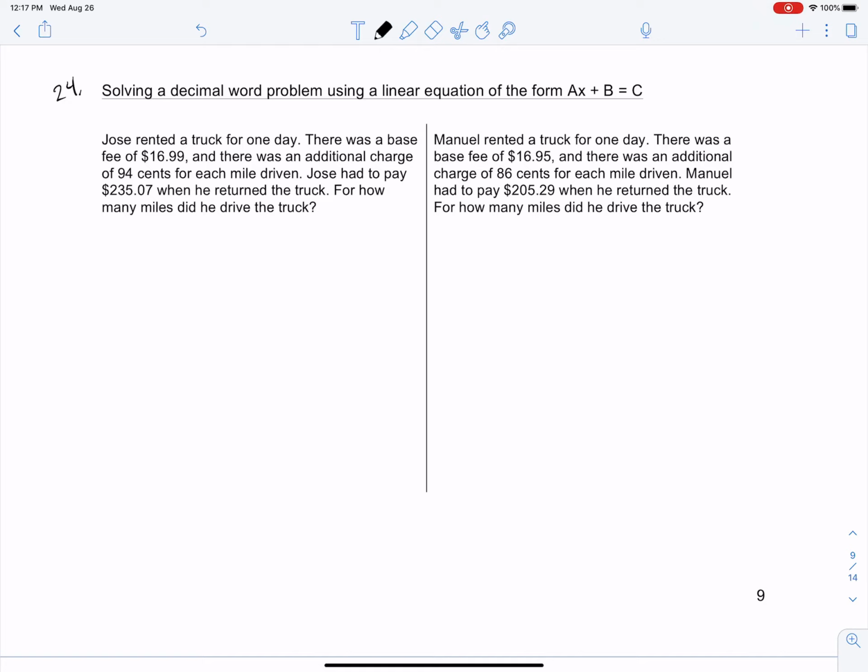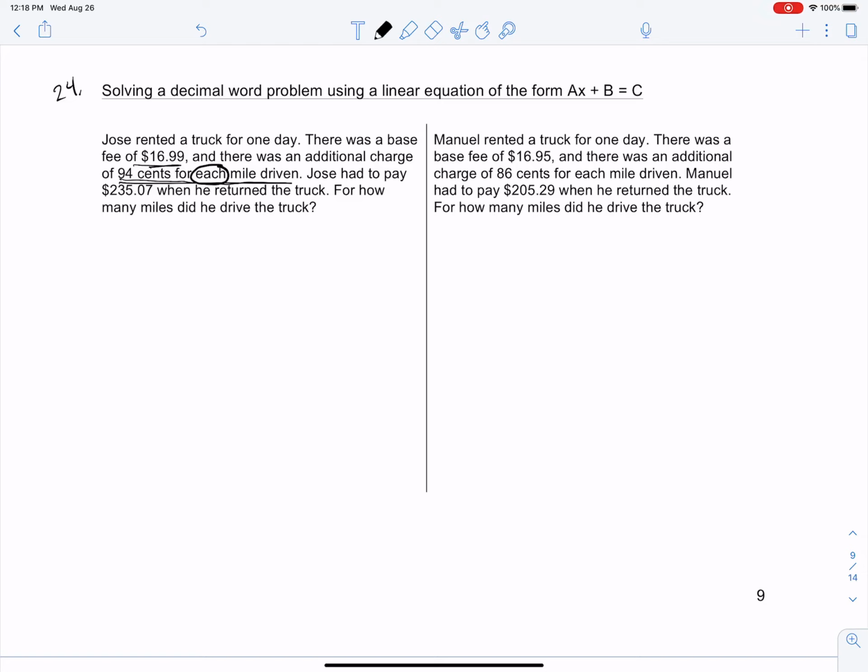Let's look at this. There was a base fee of $16.99 and then an additional charge of 94 cents per mile driven, or for each. Now the word each, you should think of multiplication. I also misspoke and used the word per, but we saw the word per in a previous example, I believe in 1-1b, where we said each could be per, or you could say per shirt from the prior example.